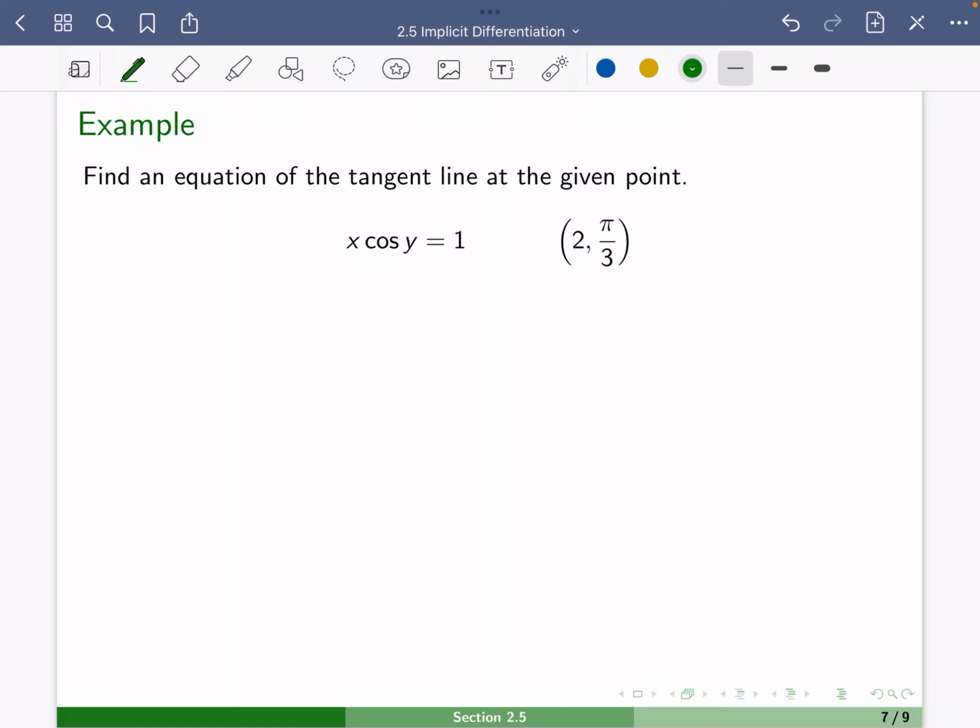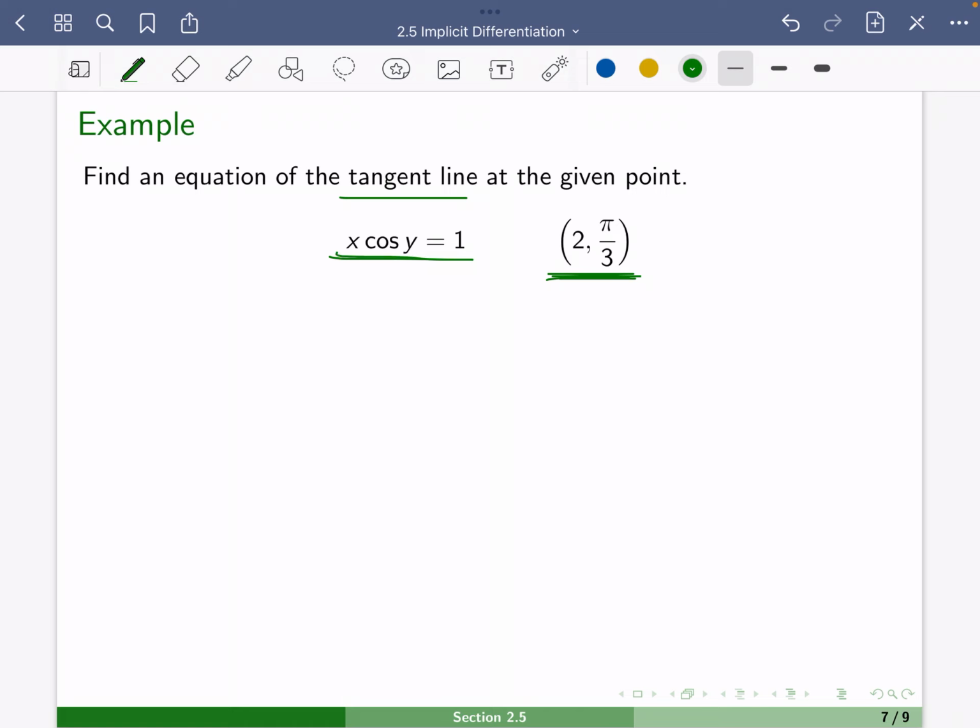So here we have x times cosine of y is equal to 1. We want to know what is the equation of the tangent line at the point 2 comma pi over 3. So in order to find an equation of a line, we need a point and we need a slope. So we have a point, 2 comma pi over 3, so let's figure out the slope. So our slope, we need to know what is the derivative.